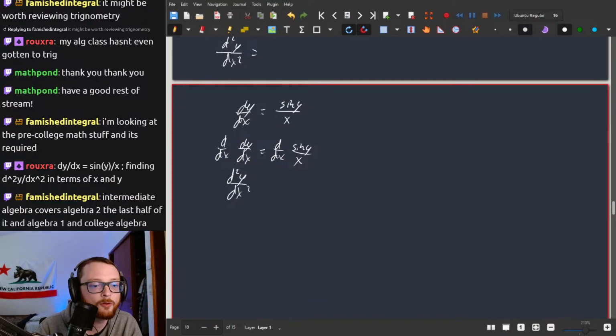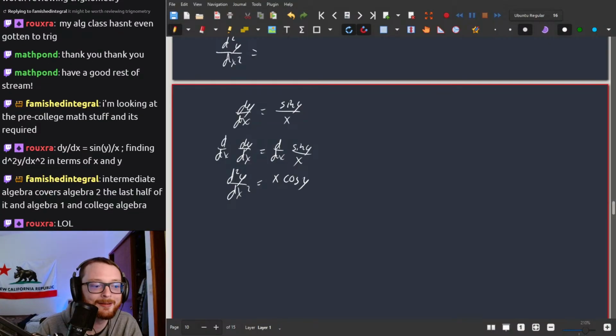Get d squared y dx squared. This is a quotient rule. Low d high, minus high d low. Low d high, so cosine y dy dx minus high d low, but derivative of x is just 1.